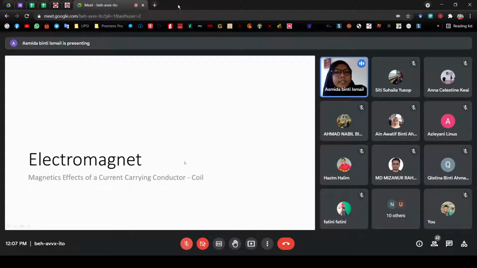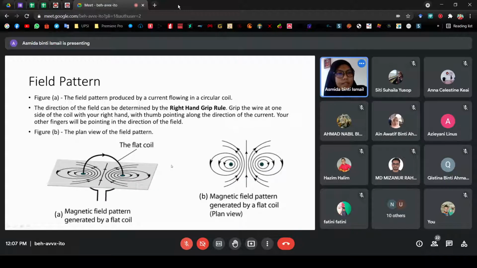Okay, magnetic effect of a current carrying conductor coil. This is a coil, means that this is not only the one bar. This is the coil. You have a wire here, and you also have a wire here, but it's the same wire. So the field pattern produced by a current flowing in the circular coil: the direction of the field can be determined by the right hand grip rules. Grip the wire at one side of the coil with your right hand with thumb pointing along the direction of the current. Your other fingers will be pointing in the direction of the field.